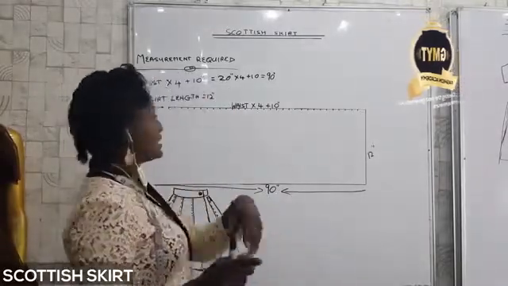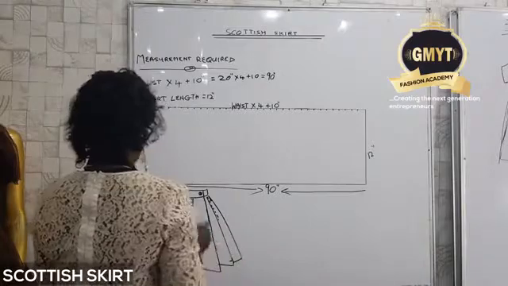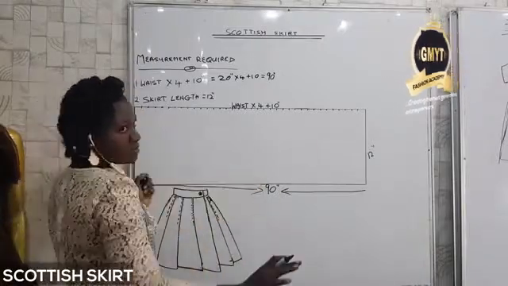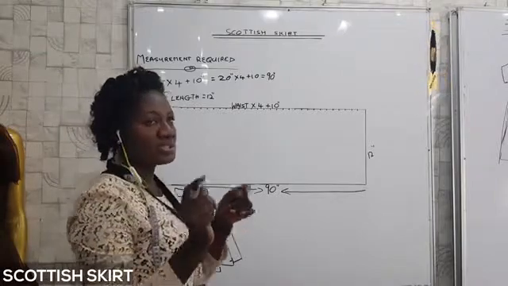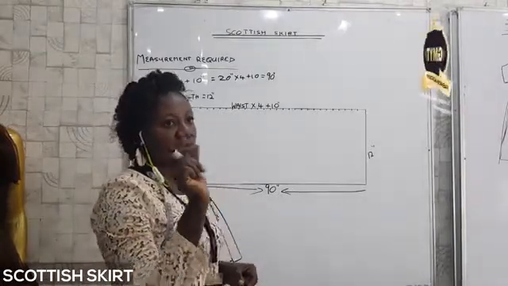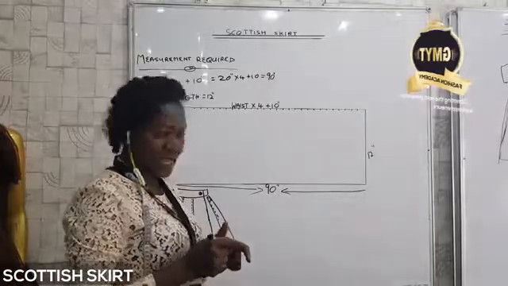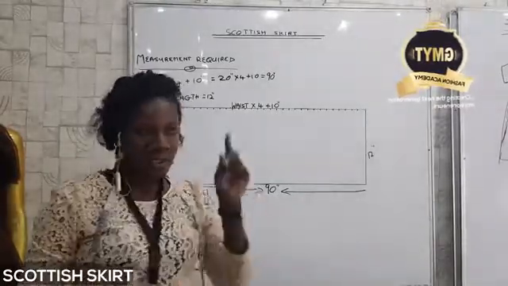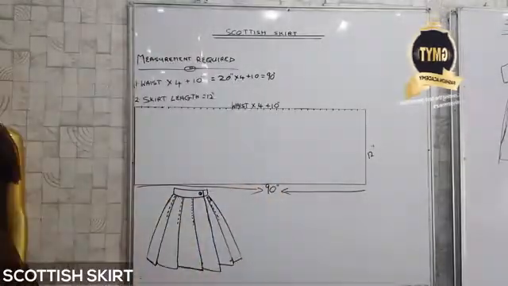After I've gotten the length and the width, what do I do next? From the edge of my fabric, I mark 1 inch, 1 inch, 1 inch all the way. The width of my pleats will be 1 inch. Now I'd like to show you something: how to pleat your fabric. Let me get you an example.